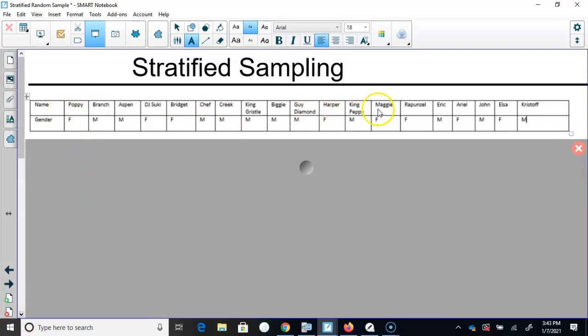We have the movie Trolls, right? Then we have Disney movies over here. What if our sample of size 6 was only people from the movie Trolls? That wouldn't be okay. That's not representative. So we need something a little more representative.